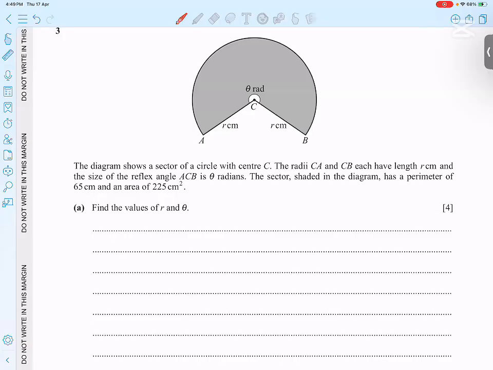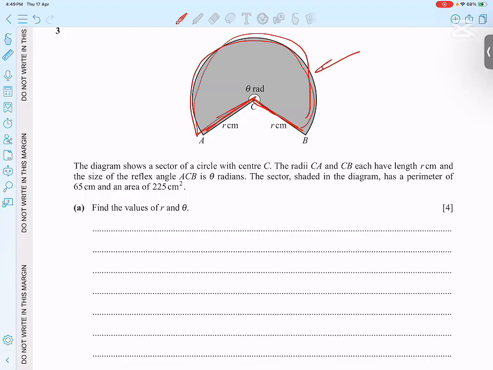Question number 3, we have a diagram that shows a circle with the center C, and we have a radius R. R is very clear, and reflex angle, that is called more than 180, it is called reflex angle. You can see clearly, and the perimeter is 65, area given. So it means we have to make 2 equations. So let's start. What is the perimeter technique? Radius one time, radius second time, and the arc length.